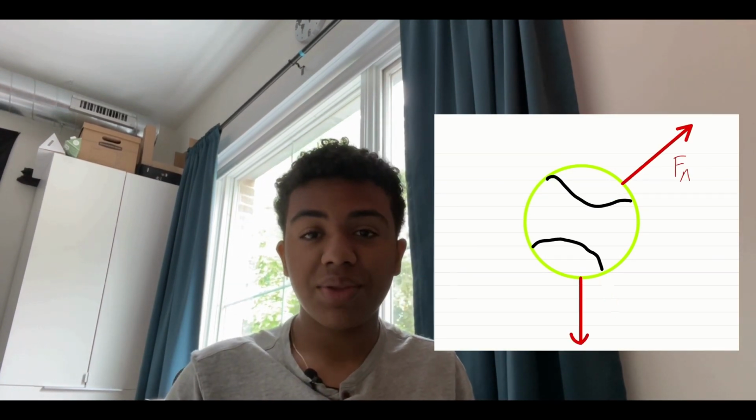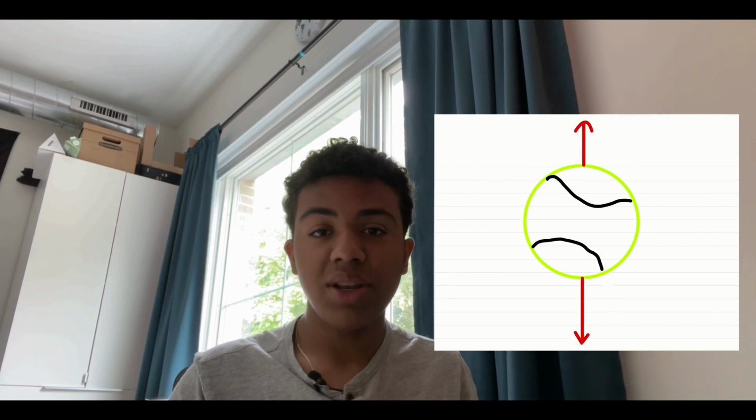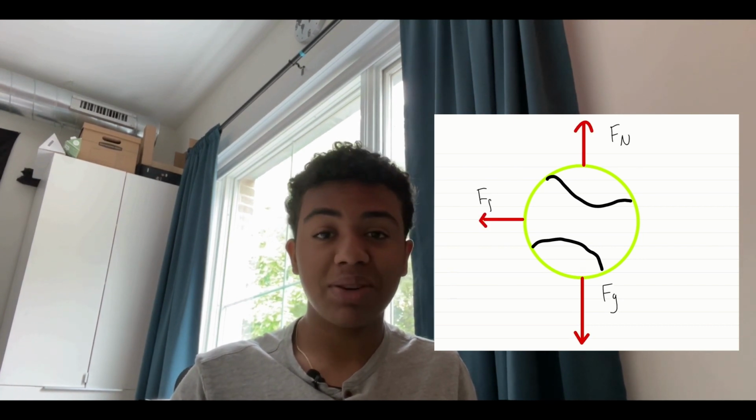When the ball hits the ground, there's once again a gravitational force along with a normal force and a slight amount of friction due to the surface of the court. And lastly, when the ball is in the air, there's one force of gravity pointing downwards.